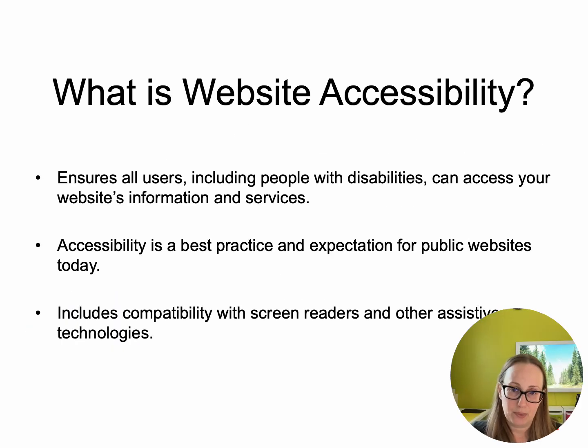So the first question is, what is website accessibility? Accessibility is a way to make sure that your website includes all users so that people with disabilities can access your website's information and services. The reason this is very important for a lot of websites, but particularly for nonprofits, is that they serve the community. And a lot of people who need these services in the community are maybe older, or they may have accessibility issues and have difficulty accessing information on your website.